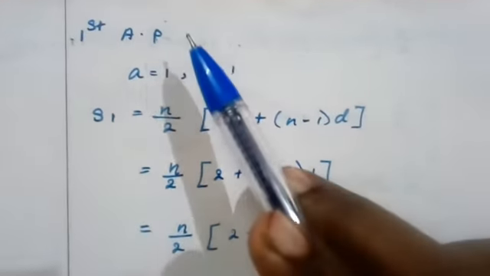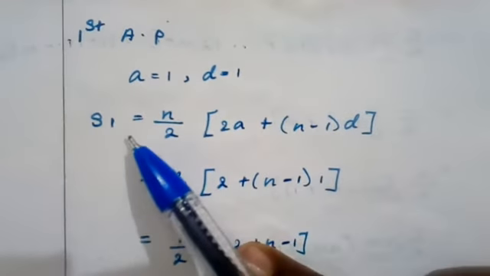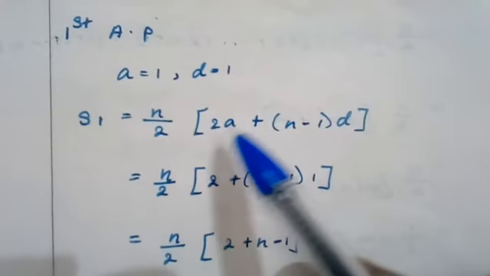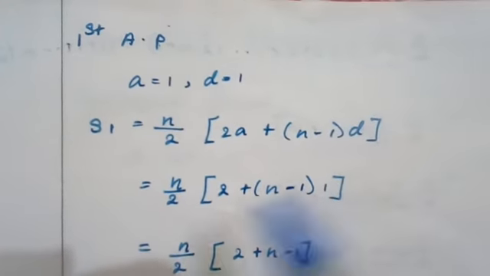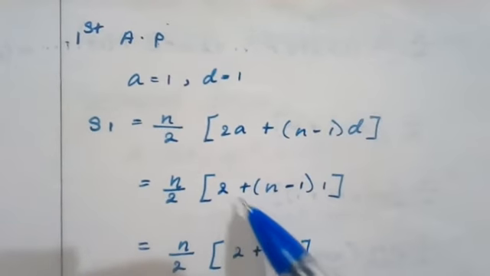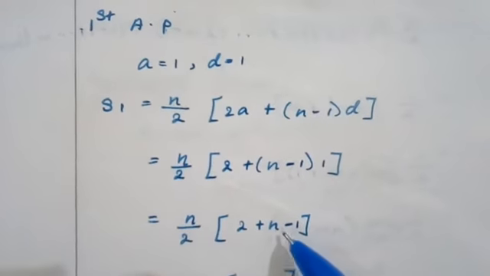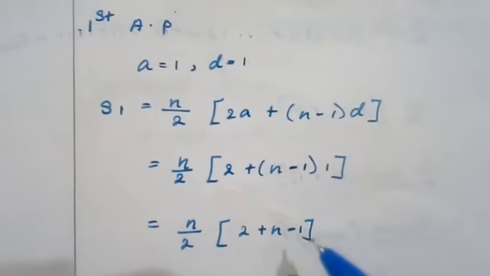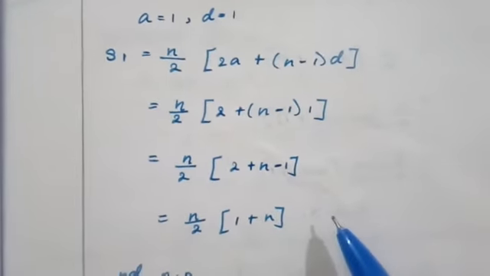Now for the first AP, A equals 1, D equals 1. So S1 equals n by 2 into (2A plus (n minus 1) into D). This is the formula. N by 2 into 2 into A, A is 1, so 2, plus (n minus 1) into D, the D value is 1. So n by 2 into (2 plus n minus 1). Now you simplify: 2 minus 1 is 1, so 1 plus n. S1 equals n by 2 into (1 plus n).